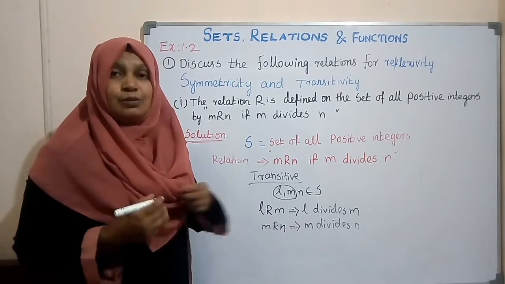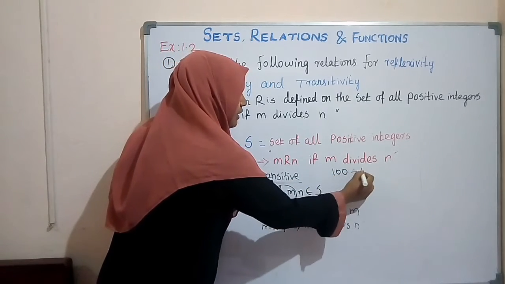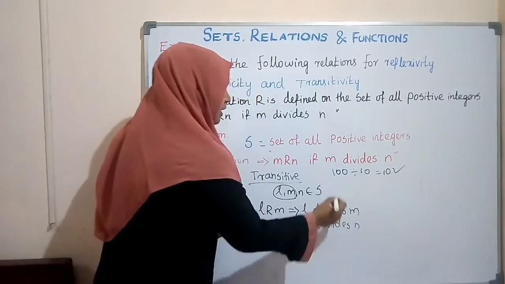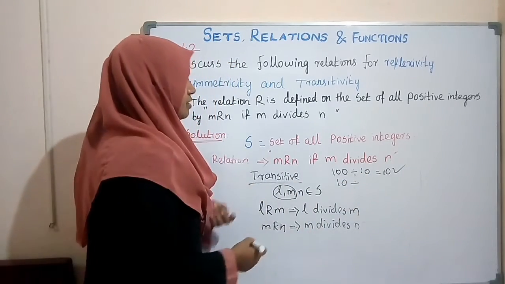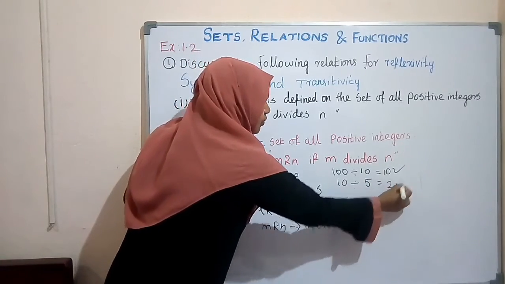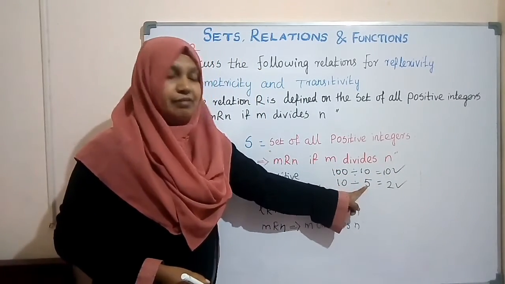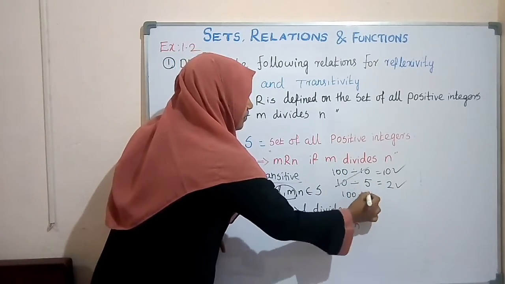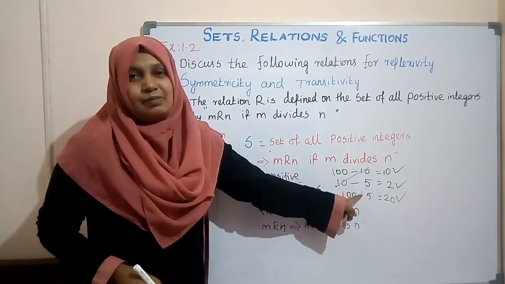Yes, we can check by using numerical values. Consider 100. 100 is divisible by 10. Is it correct? Yes, we get 10. And 10 is divisible by 5. Is it correct? Yes, we are getting 2. So 100 is divisible by 10 and 10 is divisible by 5. Then we check whether 100 is divisible by 5. Yes, we will get 20.